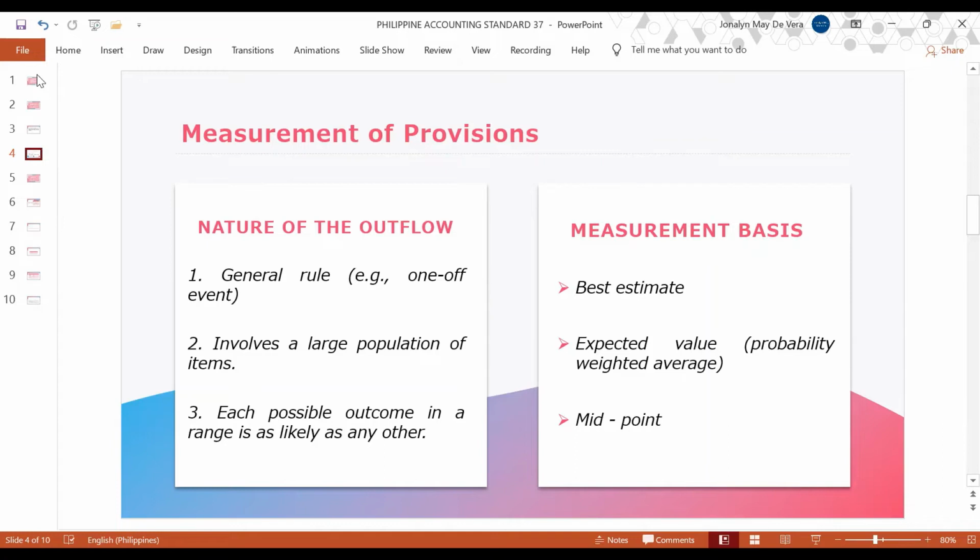It is called midpoint of the range approach. Kapag sinabi nating midpoint of the range approach, ang ibig sabihin niya is we will use this approach when there is a continuous range of possible outcome. And each point in that range of possible is as likely as the other. Ibig sabihin, walang nangingibabaw. So, kapag sinabi ng problem, the amount of liability is between 100,000 to 140,000, the midpoint of that range will be the amount of provision.